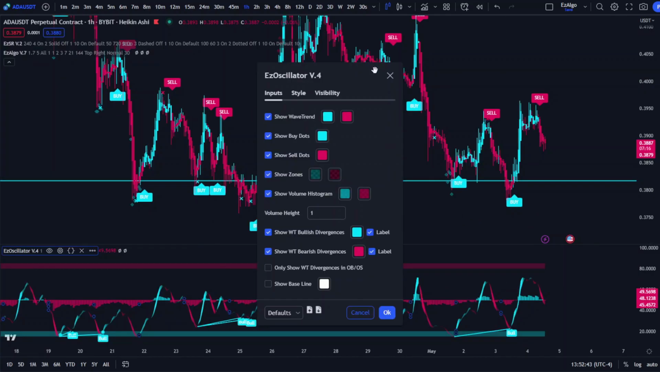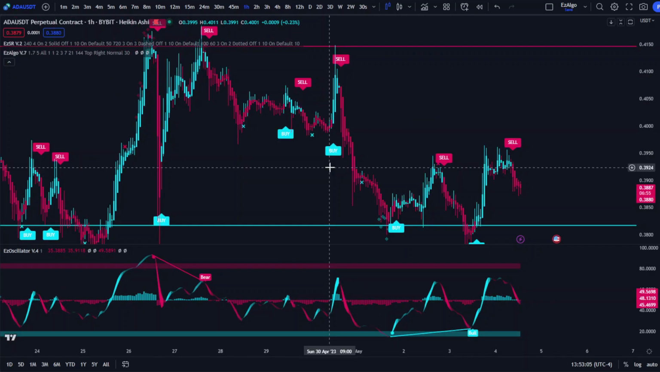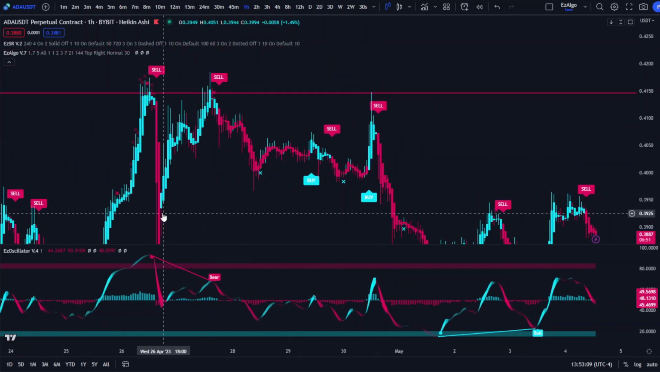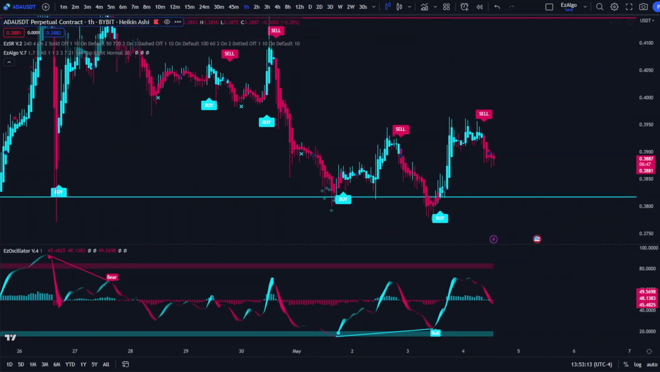Another input we've added to help mitigate these false divergences is to only show the divergences in the overbought and oversold zones. So if you only want to see the highest probability divergences, you can toggle that on in the inputs, and you'll only see divergences that start in these overbought and oversold zones. These ones tend to be the most accurate and the most powerful as well. So be sure to toggle that on if you want a little bit less noise in your oscillator.